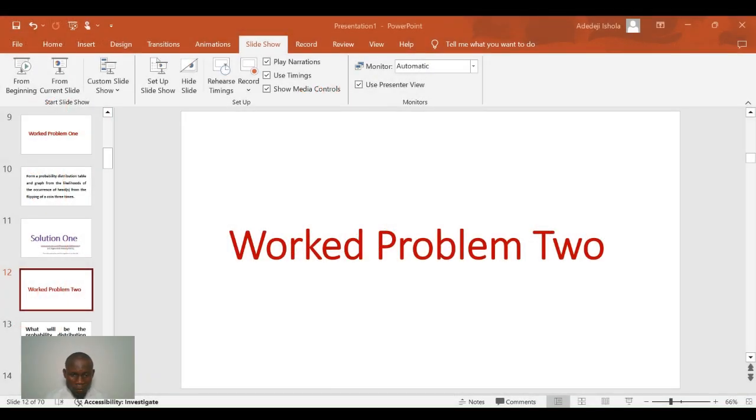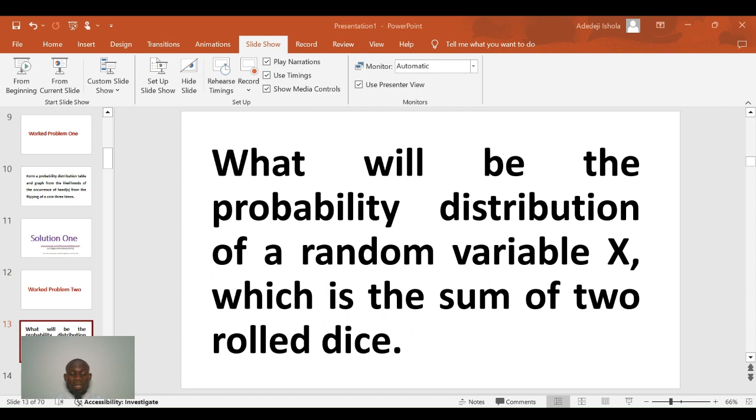All right. In the first example we dealt with, we've been able to show clearly the probability distribution table and probability distribution graph from the decision of tossing a coin three times. All right. Now we're having another question here we are to deal with. This question is asking what is the probability distribution of a random variable x, which is the sum of two rolled dice?